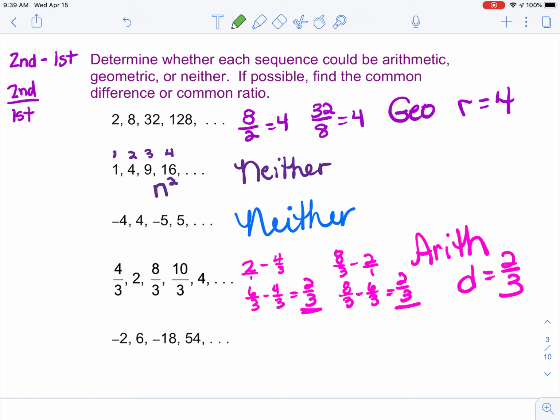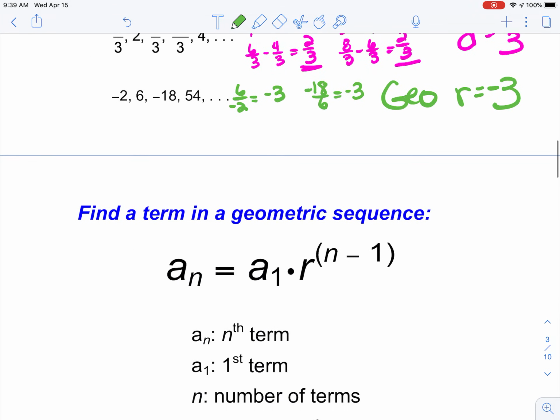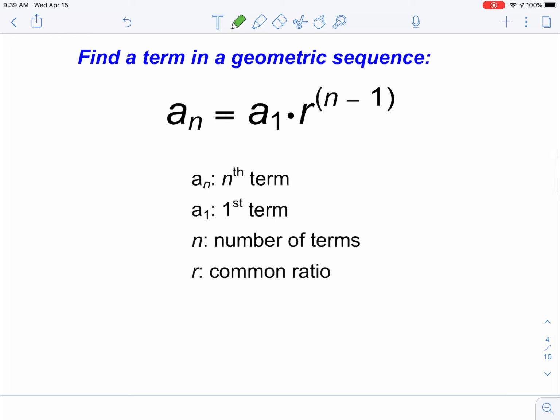Last but not least, I automatically know right off the bat that this is not going to be arithmetic. The reason I know that is because it goes from a negative number to a positive number back to a negative number. And you can't do that if you're going on a line. So let's take 6 divided by -2. I get -3. -18 divided by 6 is -3. So this would be a geometric sequence with your R value being -3.